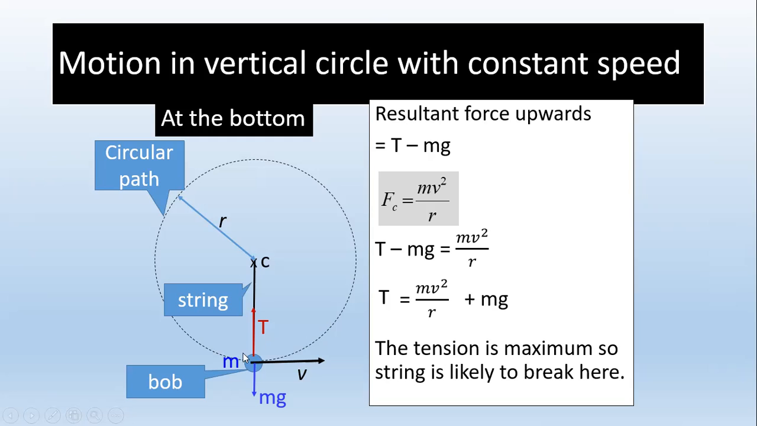So it's also at this point, if the string is not strong enough, it will break. Then it will fire off as a tangent. And then it's just like an object thrown horizontally.